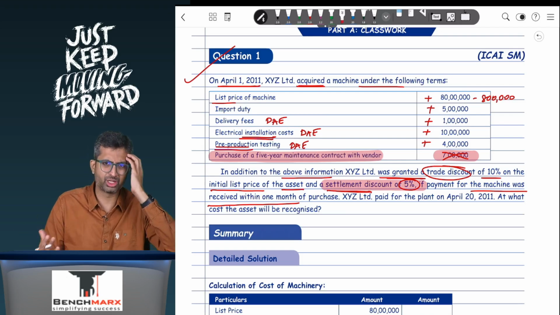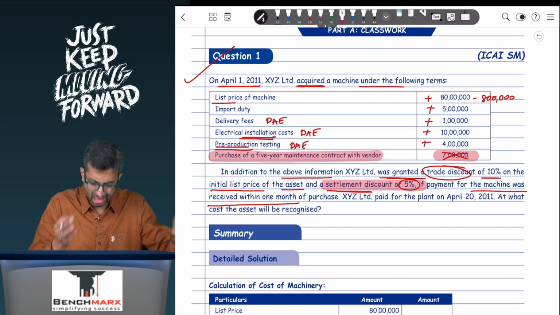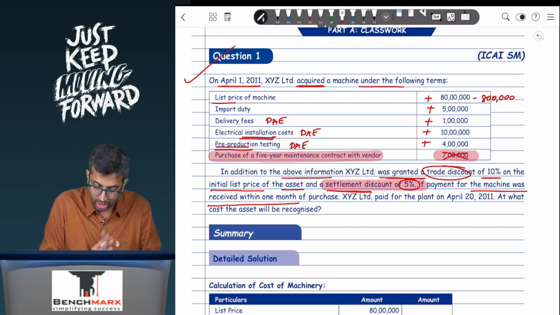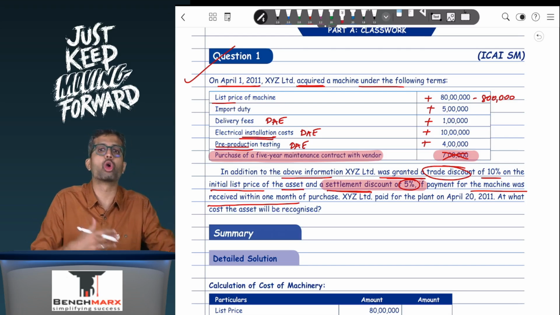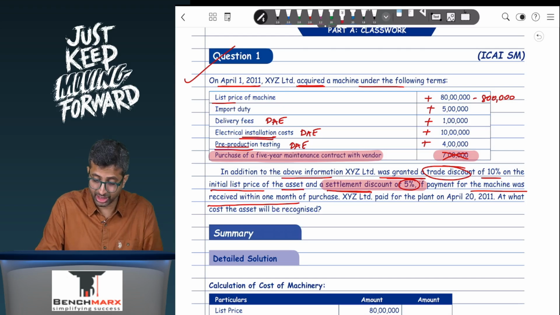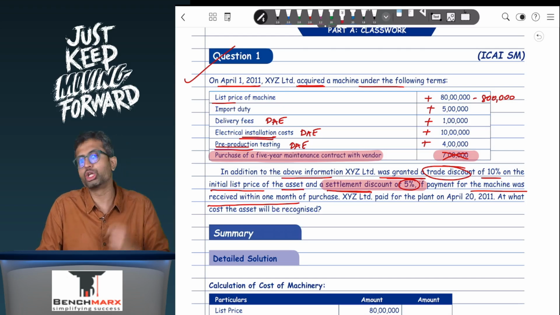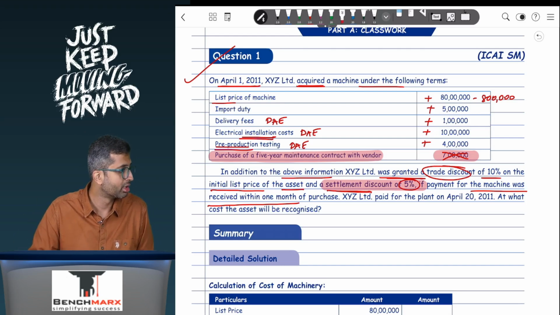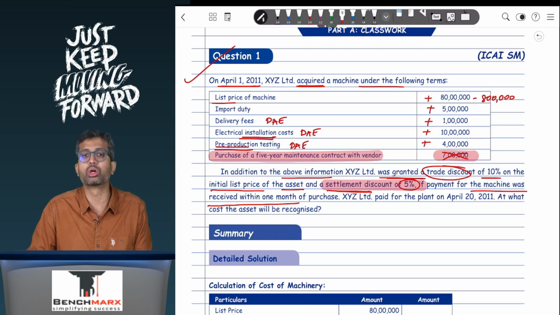So you can highlight these two things. There's nothing much over here, to be honest, but if you had to refer, you'll see what is to be done with maintenance and you'll see what is to be done with settlement discount. Now this settlement discount is not really called a trade discount or a cash discount, but this is a discount linked to early payment. So what do you guys think? Is it in the nature of cash discount or is it in the nature of trade discount? Cash discount, because it is linked to early payment and hence it will be taken to the P&L account.